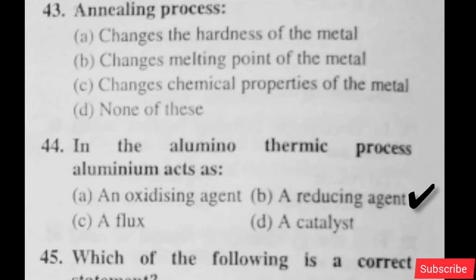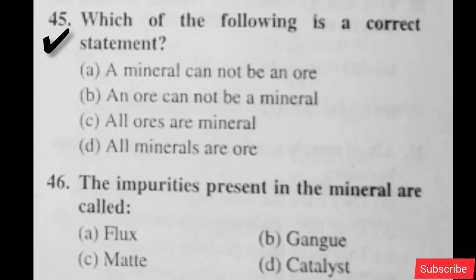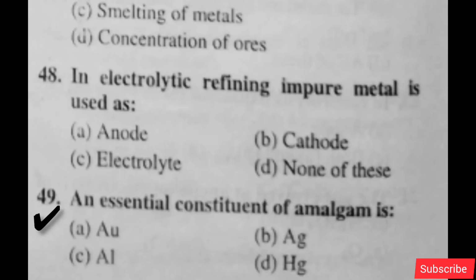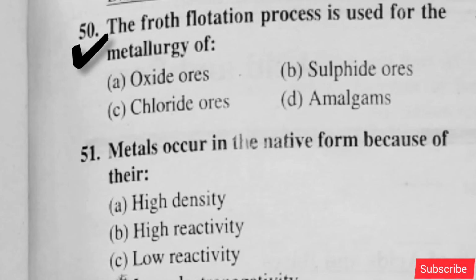Option B is right. Which of the following is a correct statement? Option D is right. The impurities present in the mineral are called. Option B is right. The separation of gangue from ores is called. Option D is right. In electrolytic refining, impure metal is used as anode. Option A is right. An essential constituent of amalgam is. Option D is right. The froth flotation process is used for the metallurgy of. Option B is right. Metals occur in the native form because of their low reactivity.